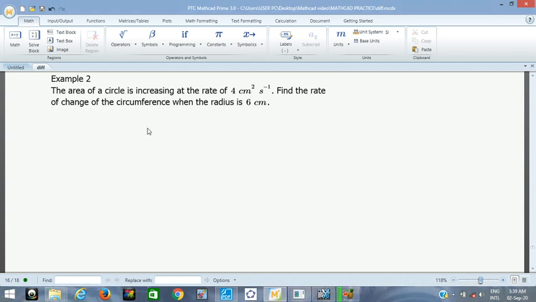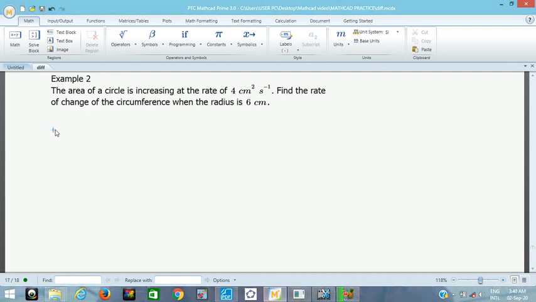Looking at this question, let's see what it is talking about. The question starts with: the area of a circle is increasing at the rate of 4 centimeters square per second. They just give you the rate. That means the area is changing with respect to time. Since they didn't say with respect to what, you must take it with respect to time. That's what this topic, rate of change, is about.